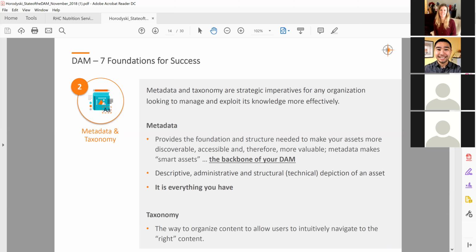So that being said, metadata and taxonomy are incredibly important imperatives for anyone looking to manage and exploit content in all shapes or forms. Now, metadata at a very basic level is the descriptive, administrative, and structural data that defines your assets. In a clever way, someone might say it's the data about data, and that's absolutely very true. It provides the foundation and structure needed to make all your assets more discoverable, more accessible, and therefore more valuable. So metadata will make your assets smart assets.